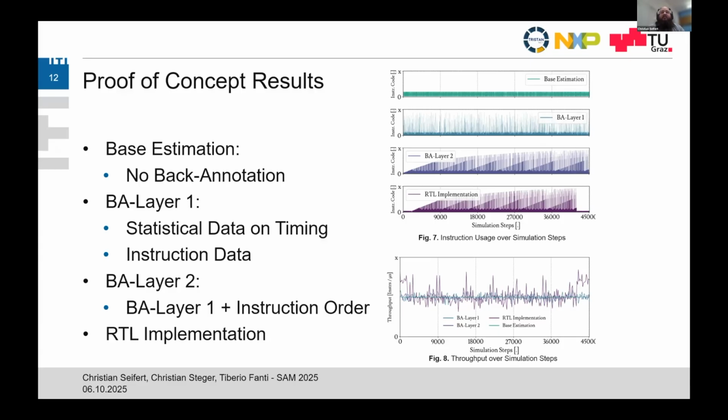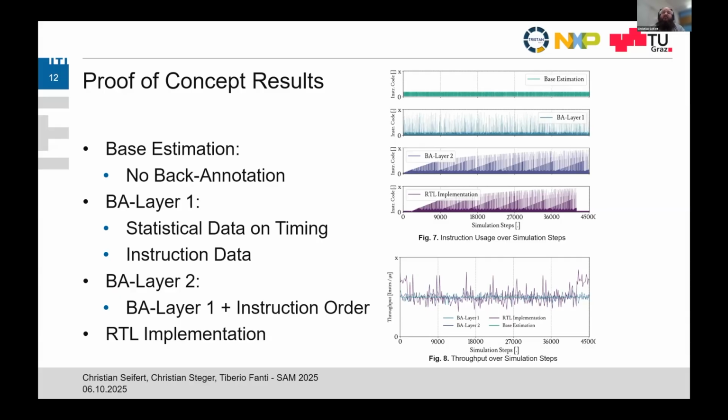When looking at the results of the different estimation approaches, which can be seen in figures 7 and 8, we can see that the base estimation gives a very rough estimation of the behavior of the system component. Back-annotation layer 1 gives a more or less randomized version of the system component's behavior, and back-annotation layer 2, on the other hand, closely resembles the behavior of the RTL implementation. The rough estimation of the base estimation can be explained with the component not having any back-annotation data and therefore interacting randomly with other system components. This is a feasible approach to estimate the system component's behavior on a higher abstraction level.